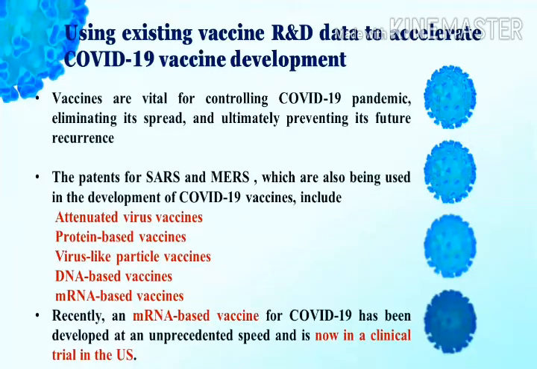Another kind of vaccine is the mRNA based vaccine. These vaccines are emerging as very promising vaccines, and for COVID-19 treatment also they are giving very promising results. mRNA based vaccines are far better than DNA based vaccines. So mRNA based vaccines can be a good choice.